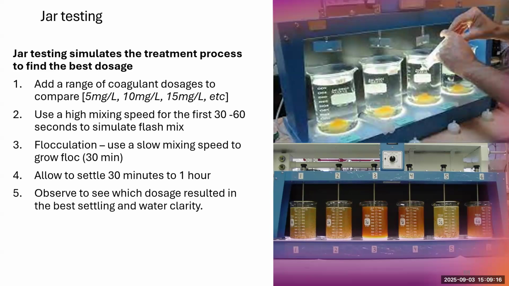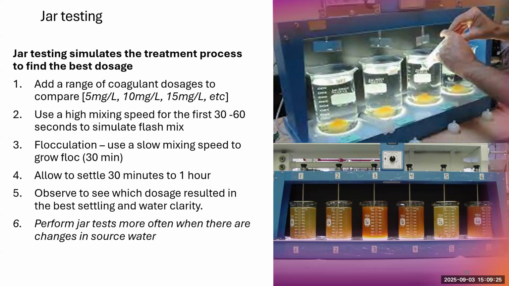If our ideal dose was right in the middle, some of the jars will have too much and others will have too little. If not, we'd have to redo the test with a different range. This is something you'd want to do if you had changing water conditions. You can also use this to test pH adjustments, alkalinity adjustments, and so forth. You can test more than just coagulant dosage, and you could compare performance of different coagulants to each other.